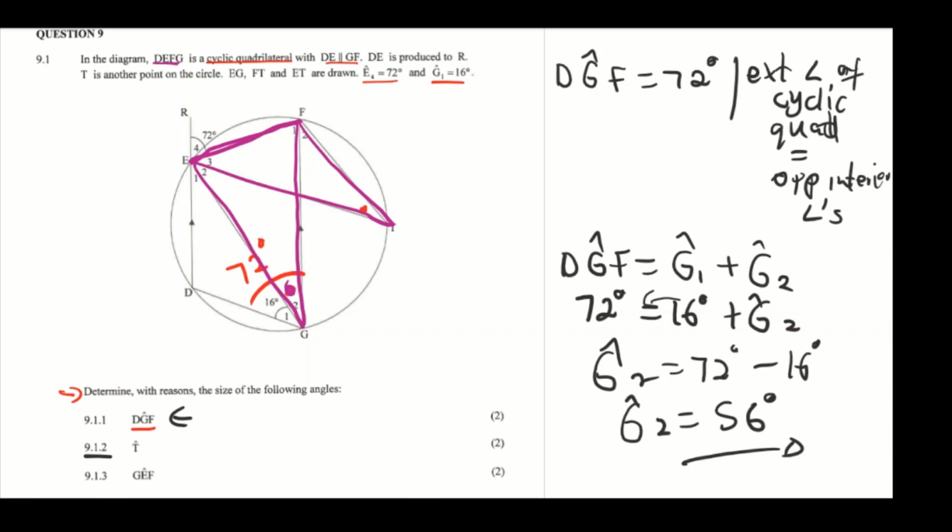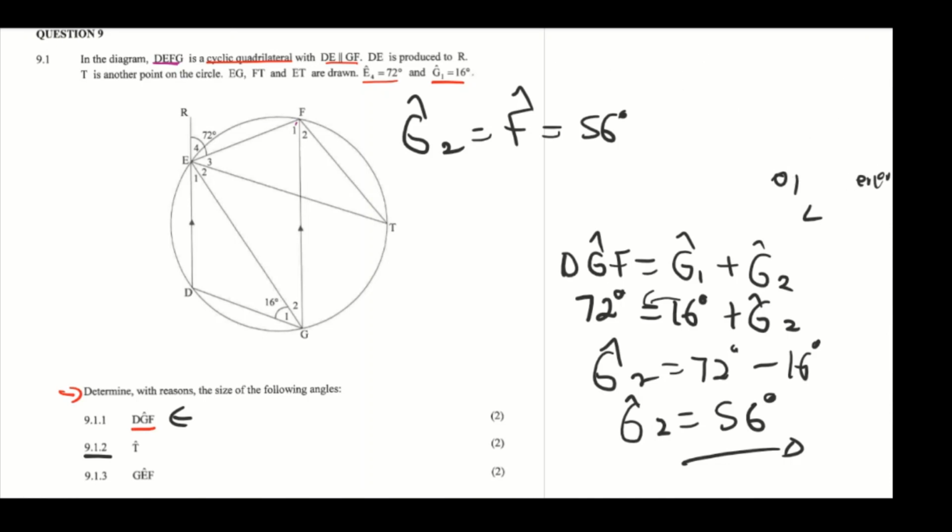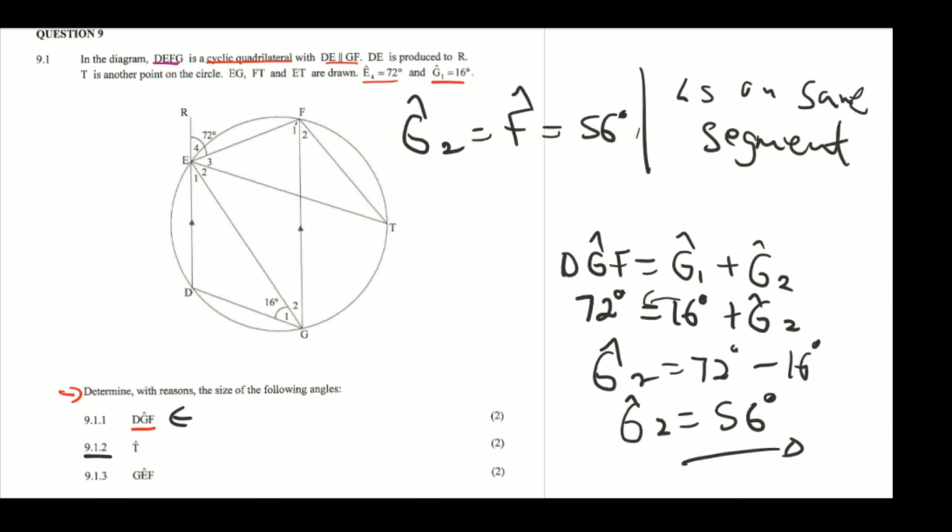So making these angles equal, hence we use the angles on the same segment. Now that you know that, G2 is equal to F is equal to 56 degrees, right? So you can just write your reason next to that, which we know the reason is angles on the same segment, right? So yeah, we found T.